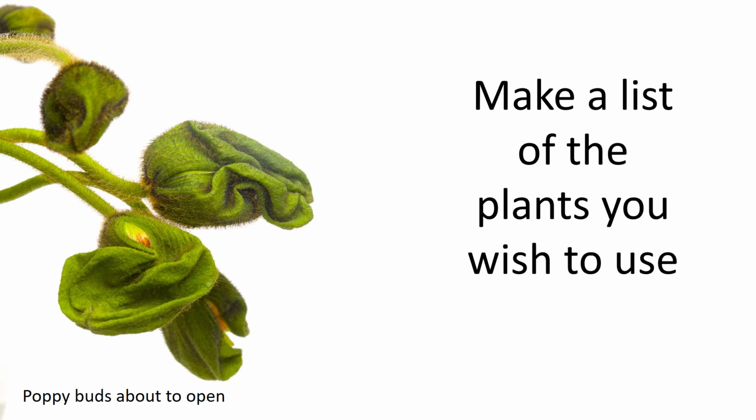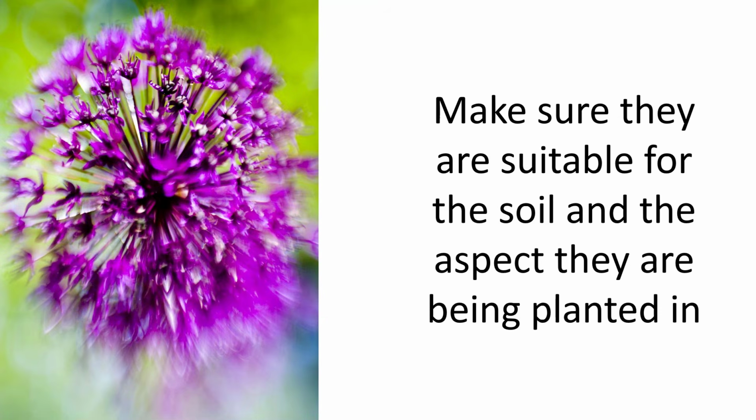Before you start, make a list of the plants that you want to use in your flower border. There are lots of books on the market that have pre-prepared planting plans with lists of plants that work well together. Choose one of these to work from and you can't go wrong. Make sure that you use plants that are suitable for both the soil and the aspect of the site.